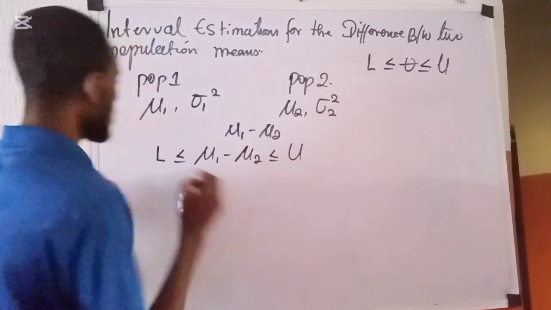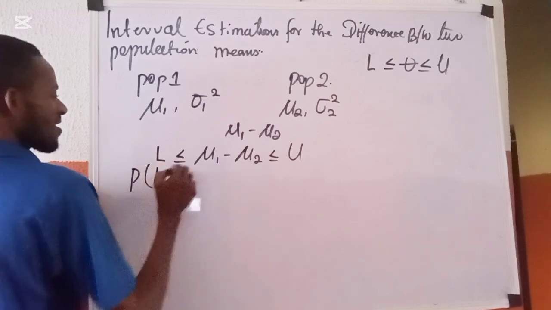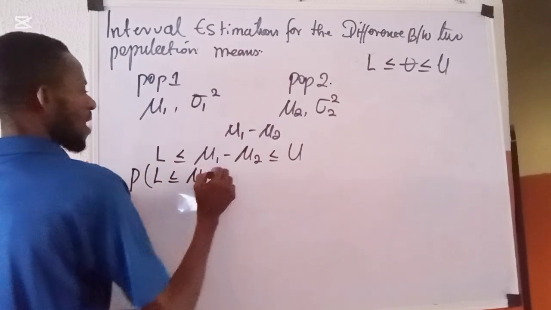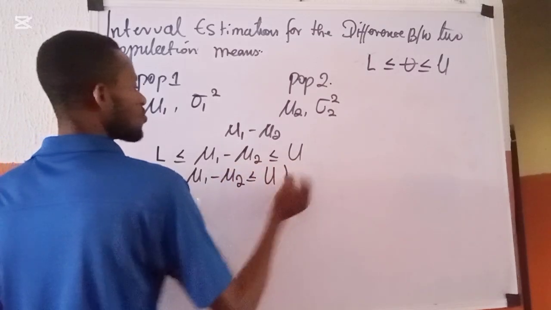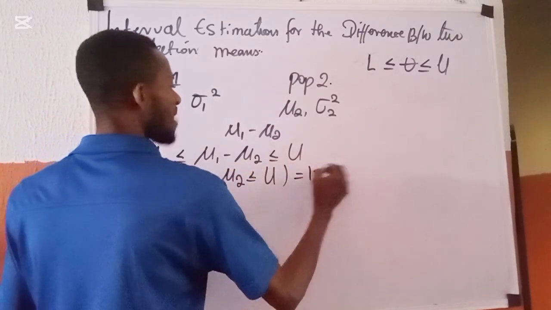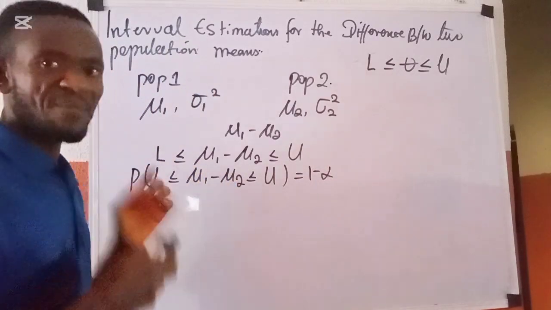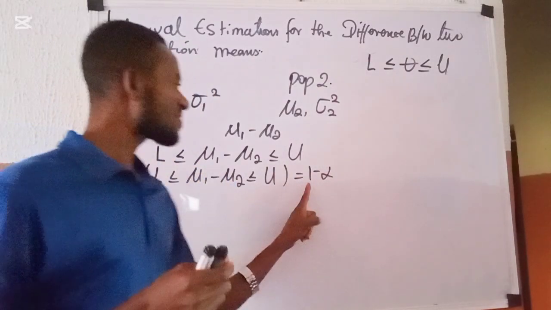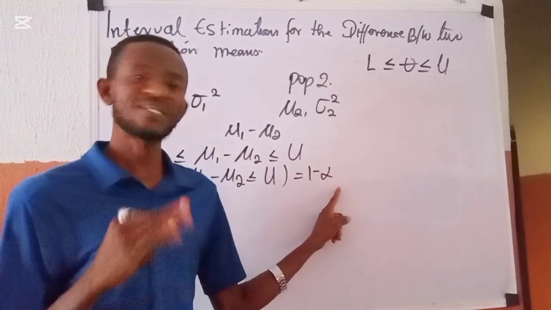And then we begin to talk about the probability that L is less than or equal to μ1 minus μ2, being less than or equal to U, is now going to be given as 1 minus alpha. Remember that we already had called this 1 minus alpha in one of our previous videos as the confidence level.